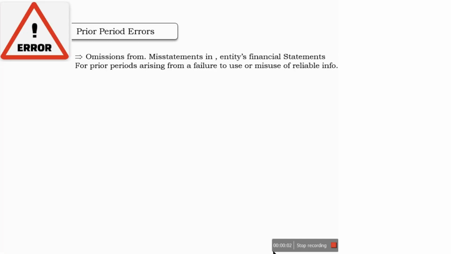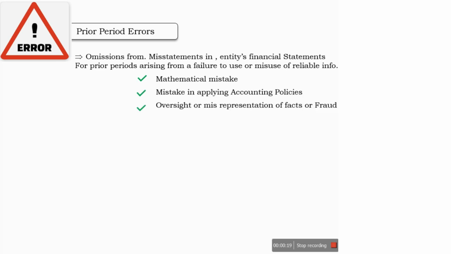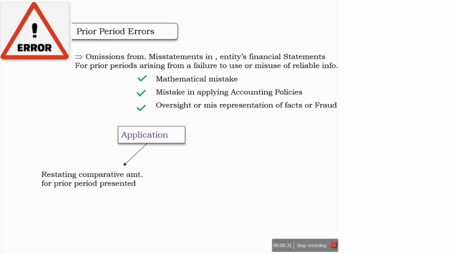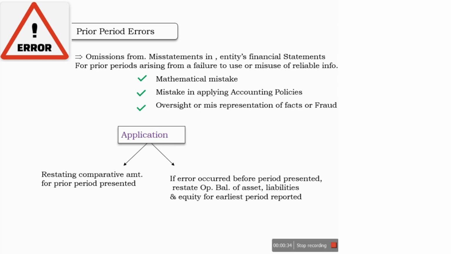Next topic is prior period errors. These are omissions from, or misstatements in, the entity's financial statements for a prior period arising from failure to use, or misuse of, reliable information. Prior period errors may be because of mathematical errors, mistakes in applying accounting policies, oversight, misrepresentation of facts, or the existence of fraud that has a material impact. So we need to apply by restating the comparative amounts for the prior period presented, and if the error occurred before the period presented, we need to restate the opening balances of assets, liabilities and equity for the earliest period we have reported.